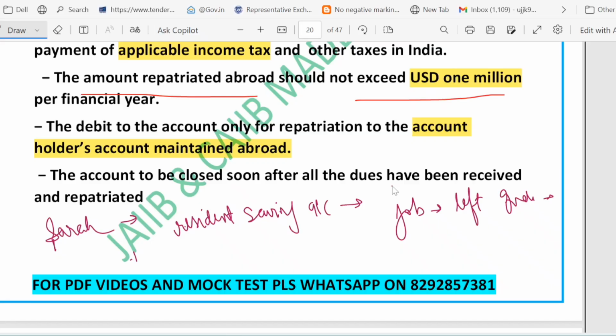Resident account can be redesignated as NRO to collect pending dues. AD Category 1 bank verifies the dues. Taxes must be paid before repatriation. The $1 million yearly cap applies, and money goes only to your overseas account.